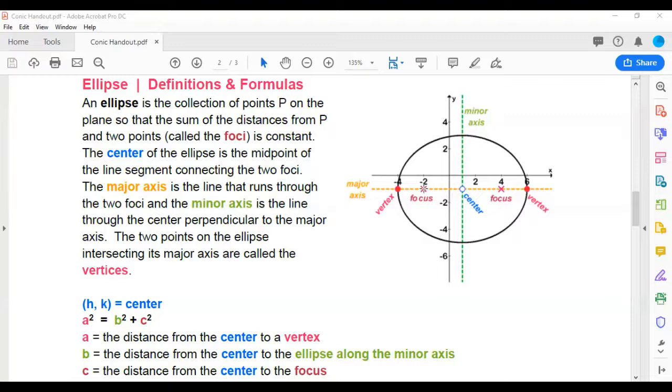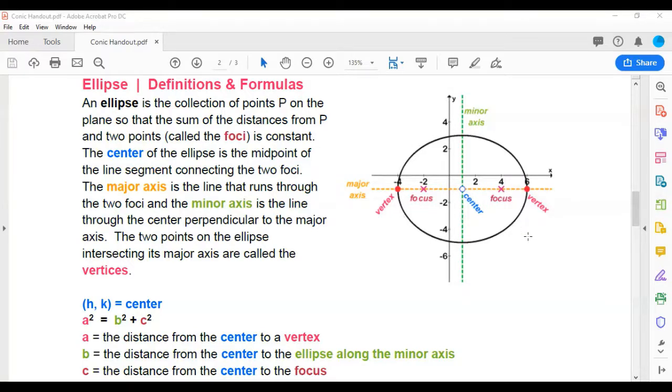So if I imagine my string is now tight, right? So here's my string. As I move it around, I keep the string tight, but it creates this ellipse. So that's how the ellipse is created. Now for the pieces of the ellipse, the center is halfway between the two foci. And that kind of makes sense. It's in the center of our ellipse.